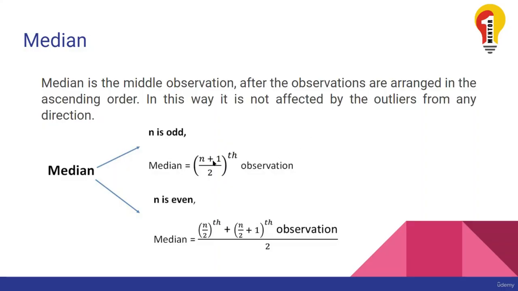So median is (n plus 1) divided by 2. If you have three records, the middlemost observation will be 2. That makes sense: first, second, third. The second is the middle value.